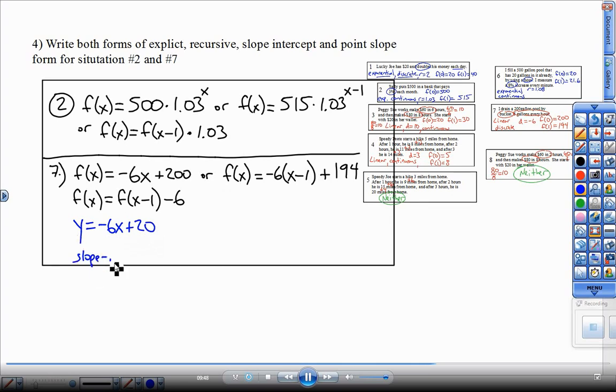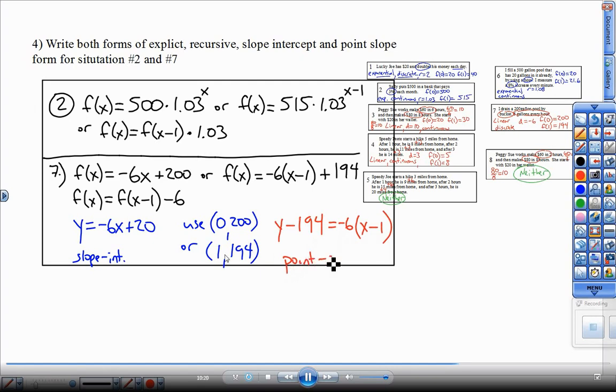That is slope-intercept form. If I wanted to do that in point-slope form, I need a point to use, so I could either use the y-intercept 0, 200, or the first term 1, 194, or I could use the second term 2, 186, I believe. So again, I'm going to use this one right here. Y minus the y coordinate equals negative 6 times x minus the x coordinate. Those are where those two numbers came from. That is point slope form.